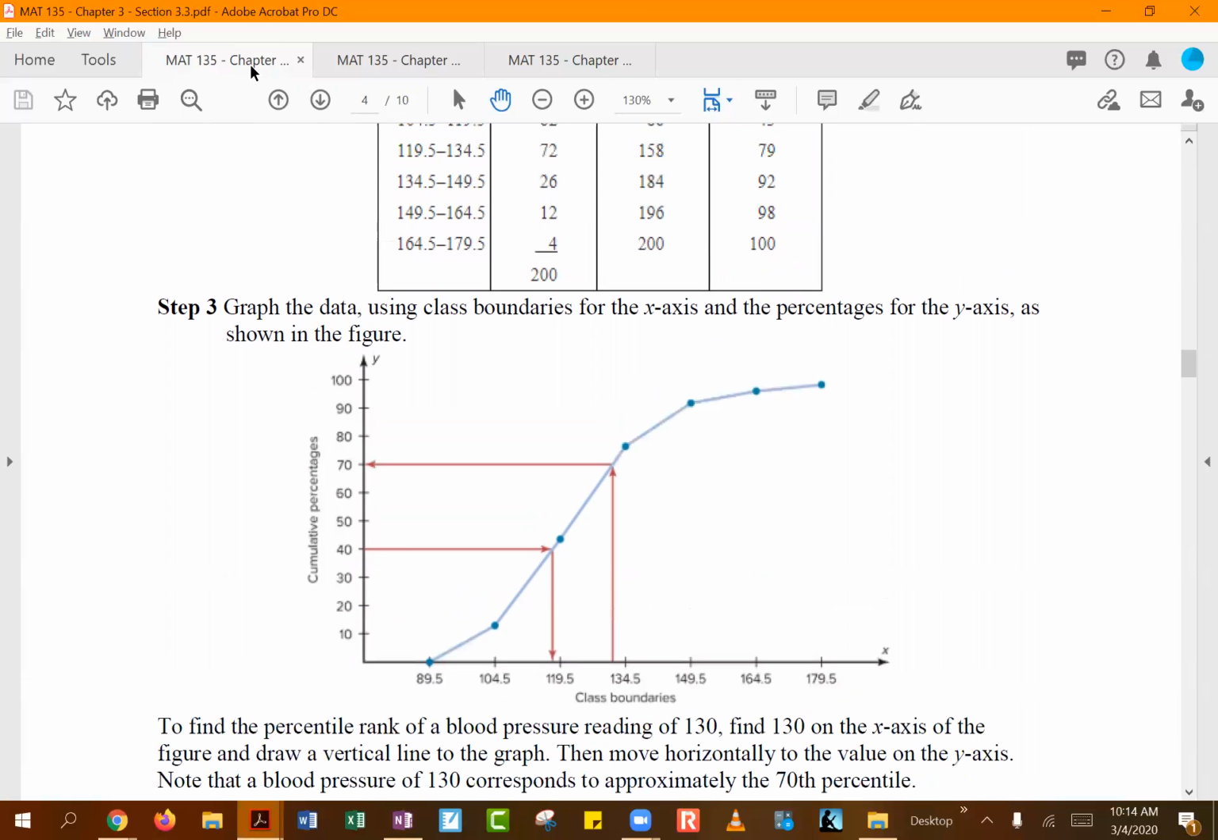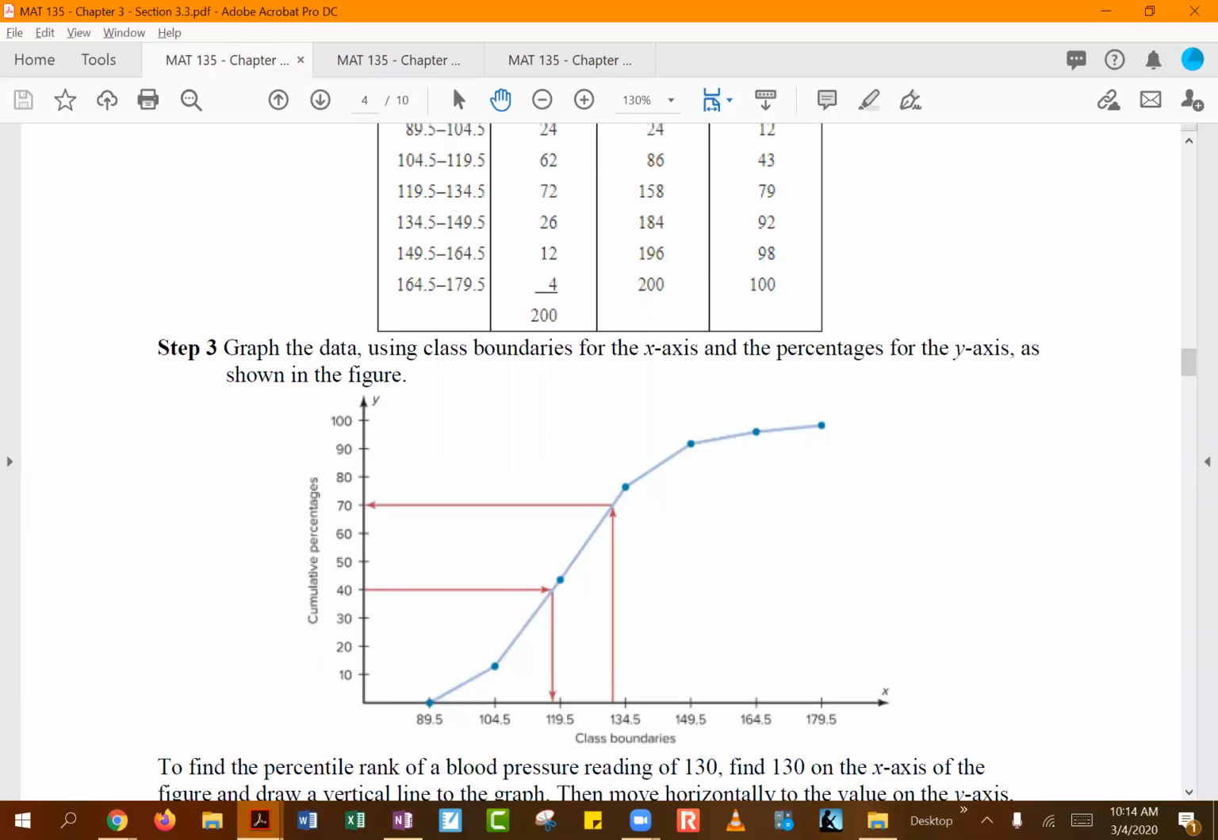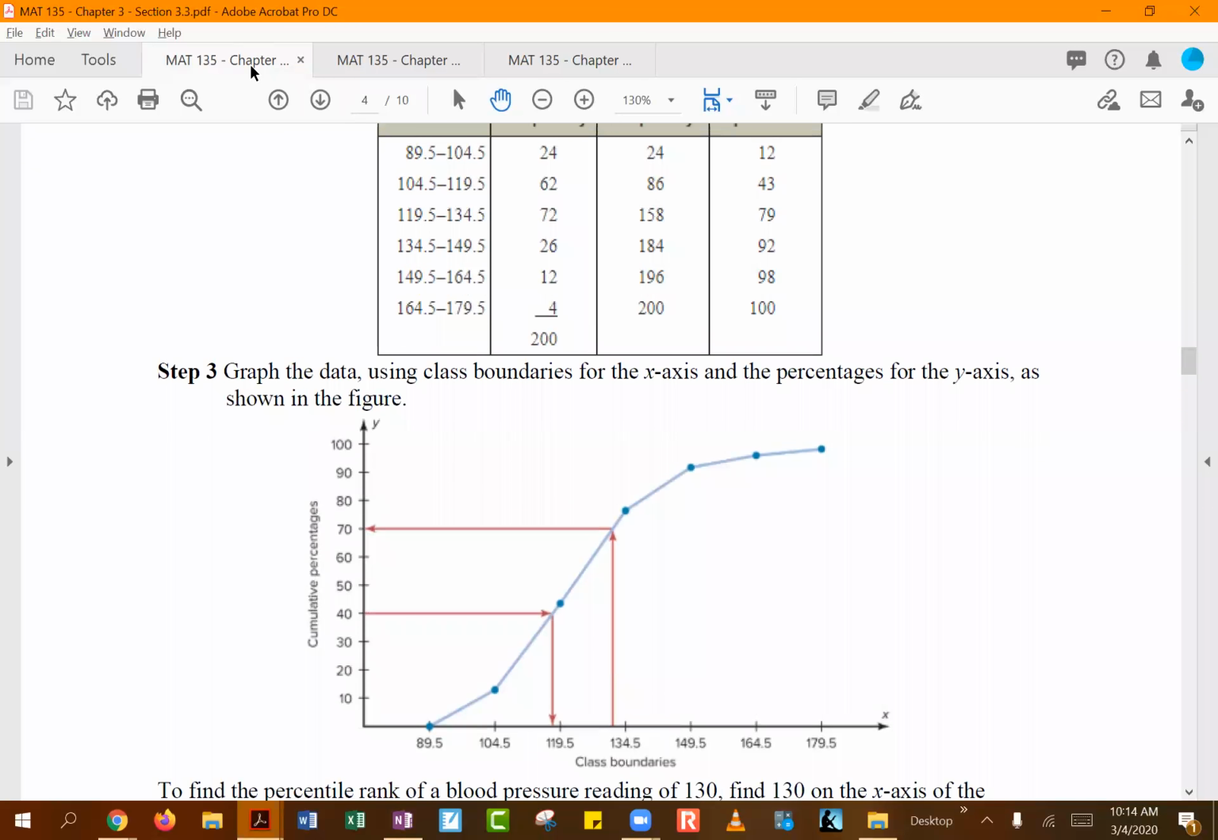The way this graph would work, on the x-axis we would of course have our class boundaries just exactly like we did with those ogive graphs in 2.2. And then this is actually your cumulative percentage, which is coming from that last column. And then based on that, 89.5, which was your beginning, you would be at 0. At 104.5, you would be at 12.